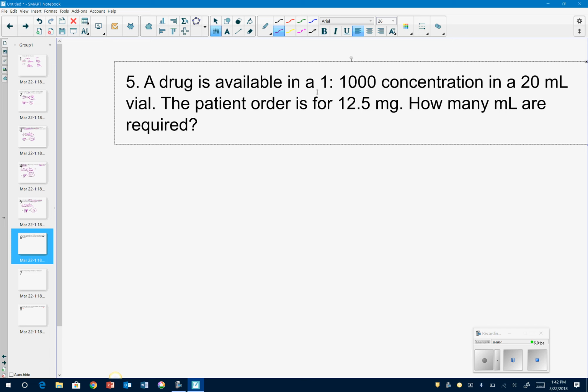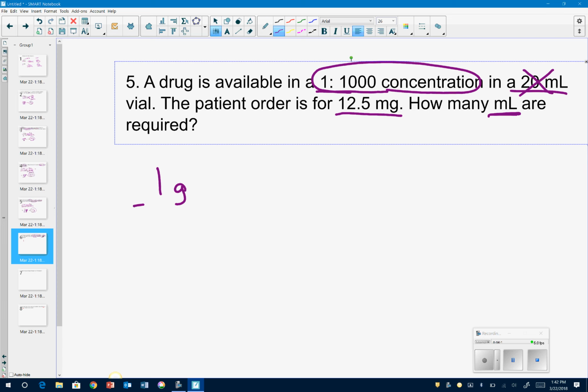Next, we have a drug that is available as a 1 to 1,000 concentration in a 20 milliliter vial. Which is too much information there. You don't need to know the vial. The patient order is for 12.5 milligrams. How many milliliters are required?